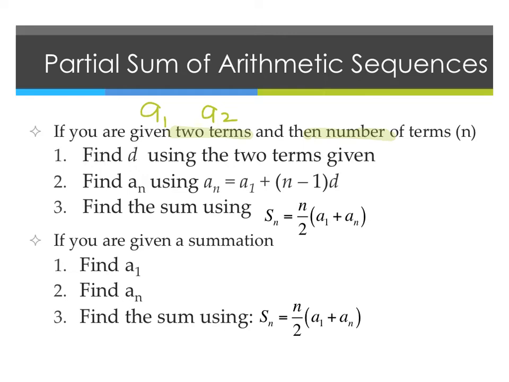The second variation is if you're given a summation. So let's say you're given something like we had at the beginning of today. Well, I don't even remember what was over here. Whatever was over there, okay? You would use the bottom number to find A sub 1, sorry. You would use the top number to find A sub n, and then you can use this equation to find the sum.